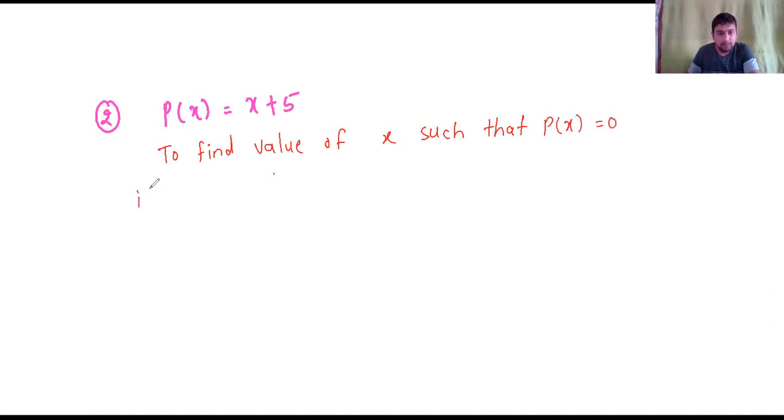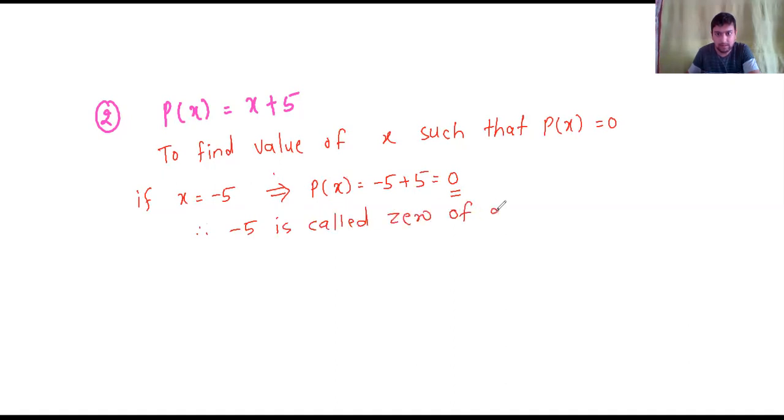So if x is equal to minus 5, we will check at x is equal to minus 5, what is p of x? P of x is equal to minus 5 plus 5, which is equal to 0. Therefore, minus 5 is called as zero of given polynomial. Okay, so I think it is understood now what is zero of polynomial.